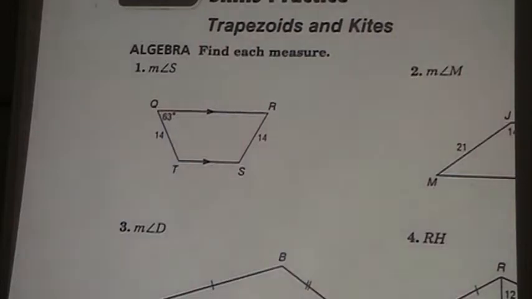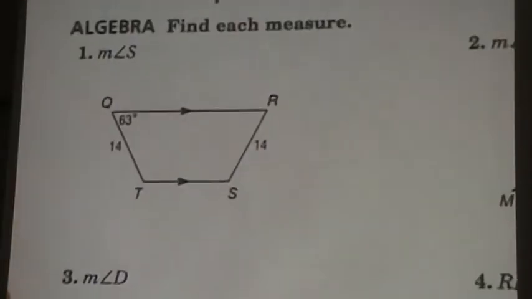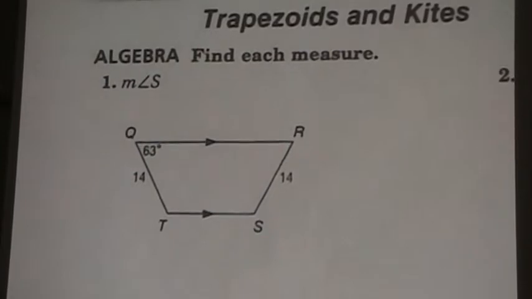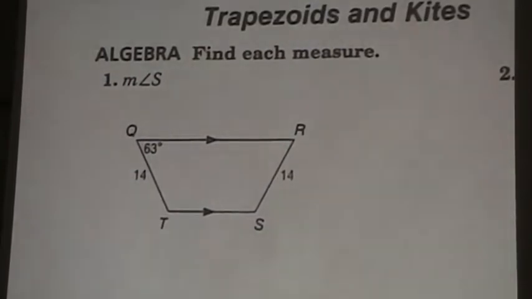So here we go with some examples from section 7.5, trapezoids and kites. With these, what we're going to do is figure out these missing measures. Okay.